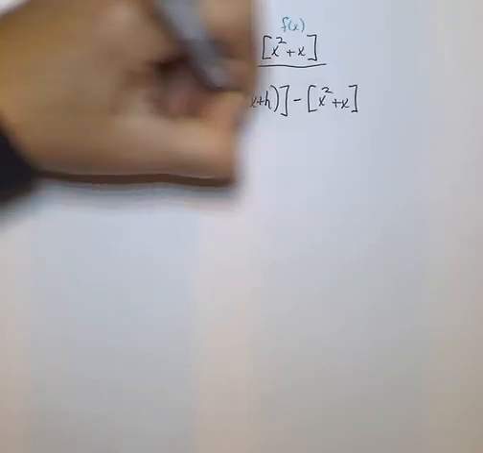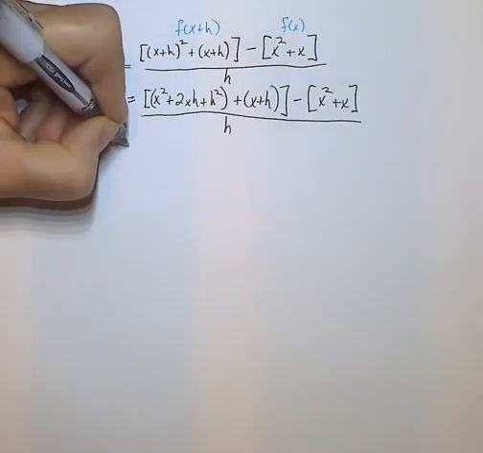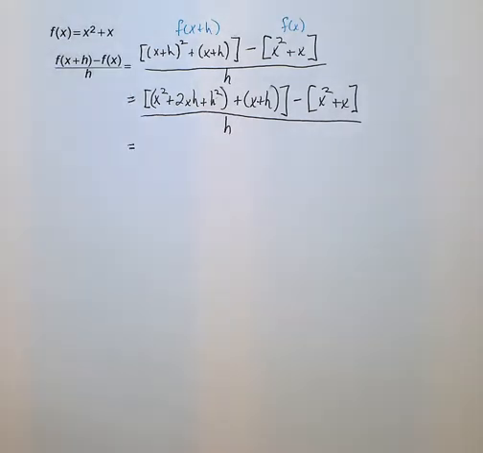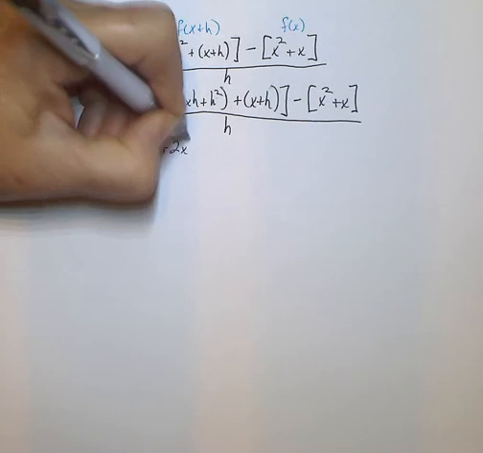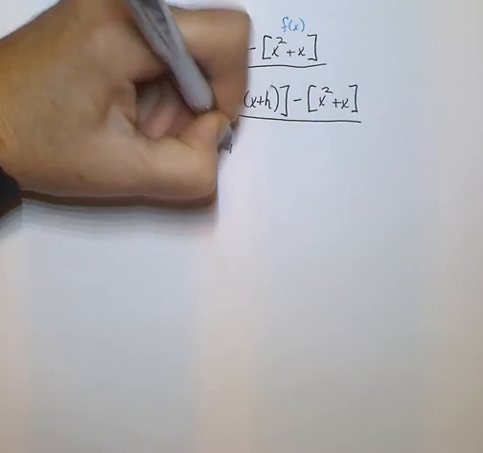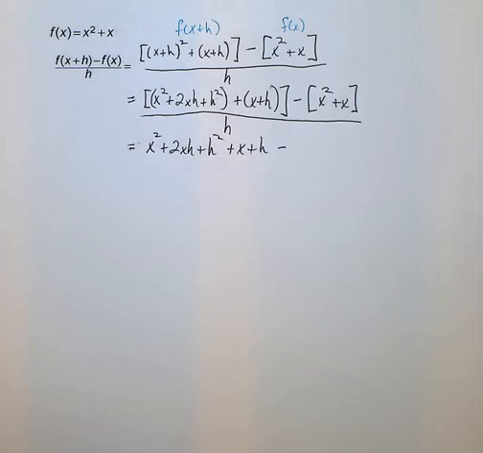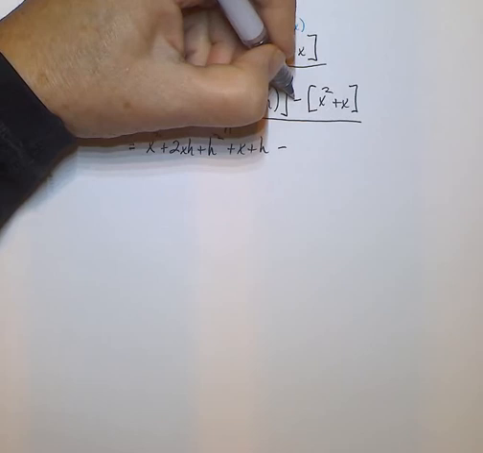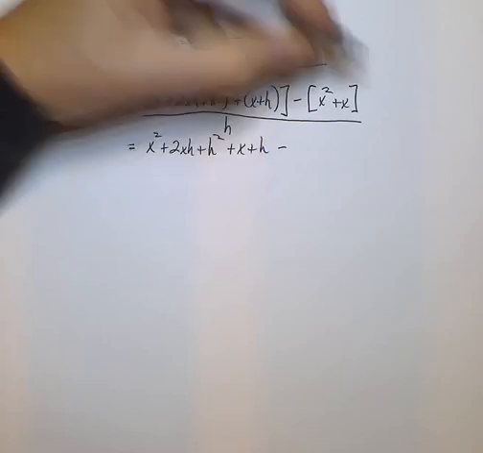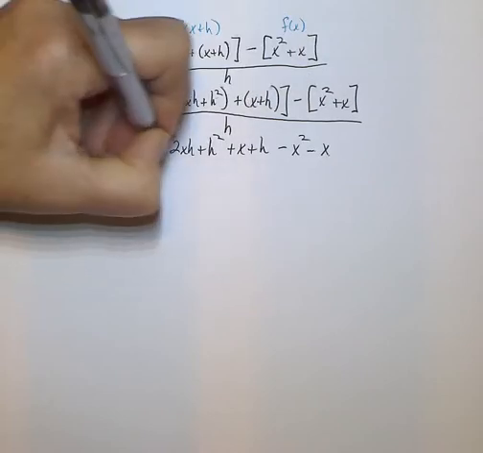Whole thing over h. My next step is to go through and remove any parentheses and brackets using distributive property wherever I need it. So I can just drop parentheses and brackets in this first part. But in this next part, and this is an important place where students sometimes make a mistake, I need to distribute this minus sign. It's like having plus negative 1 times it. So I have minus x squared minus x. Very common mistake is to forget to do that.